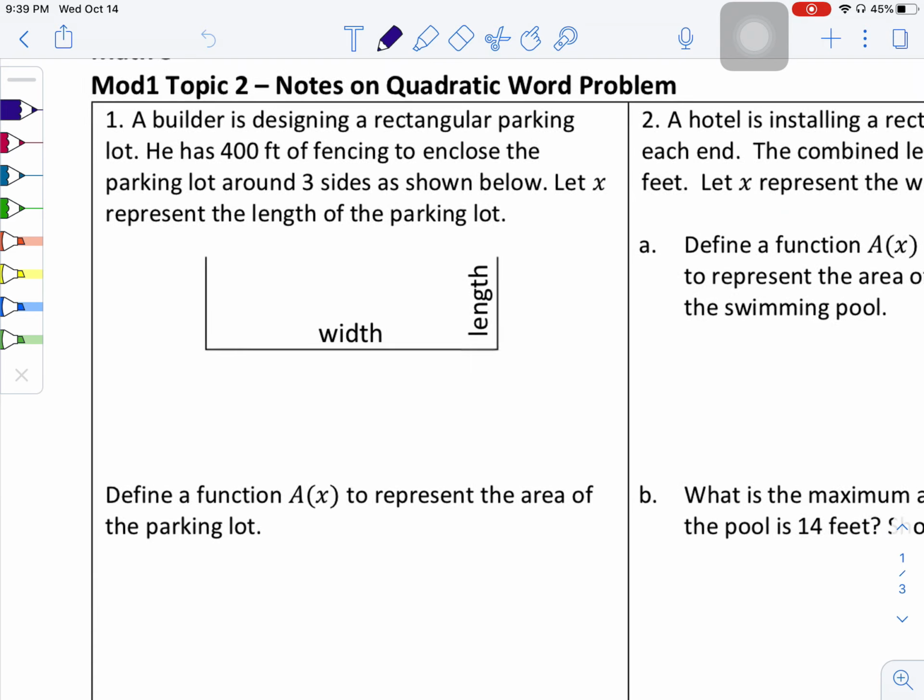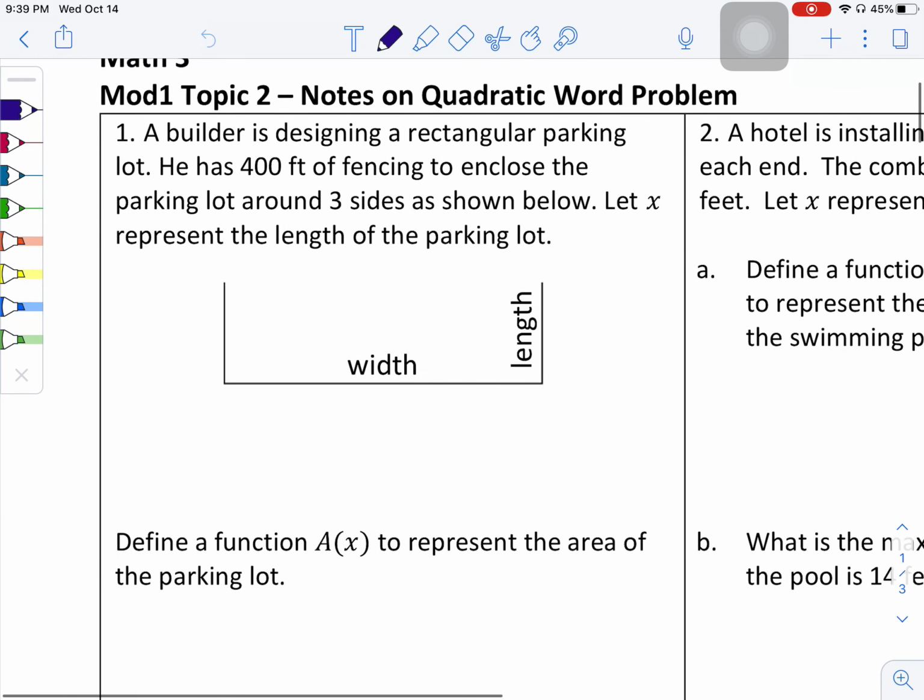So I'm going to zoom right in on problem number 1 here. We have a word problem, so I want to annotate it as I read. Okay, so a builder is designing a rectangular parking lot. He has 400 feet of fencing to enclose the parking lot around 3 sides. This is really important, that we're only covering 3 sides. It says, let X represent the length.